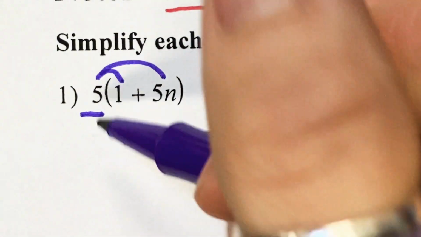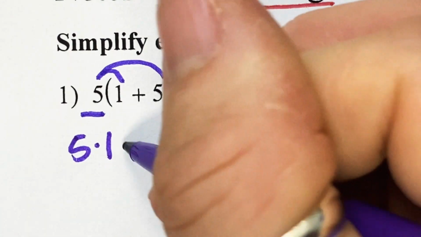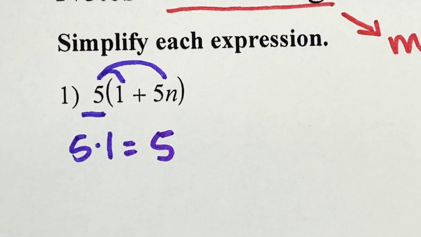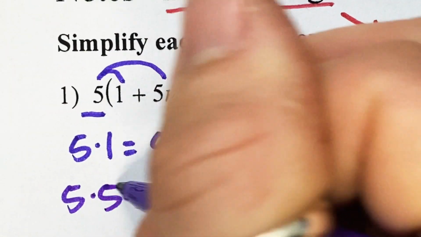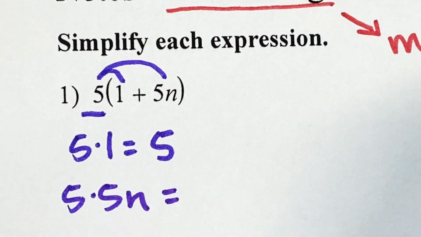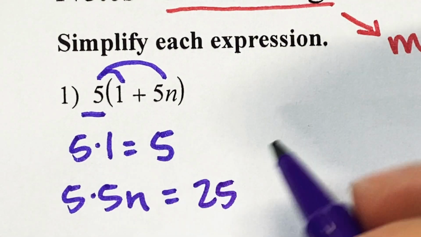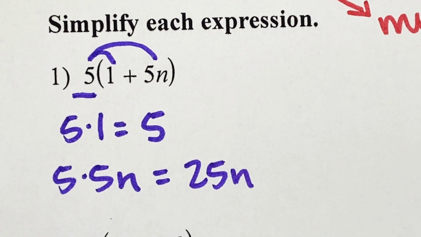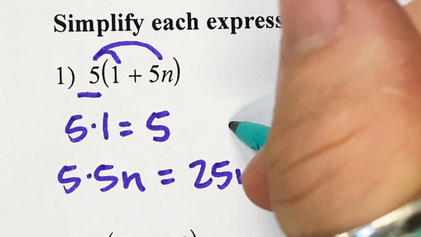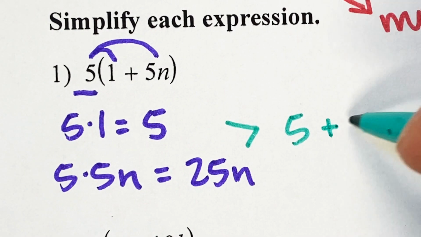Okay, so let's go. What is 5 times 1? This is just our first little piece right there. 5 times 1 is just going to give me 5. Well, what is 5 times 5n? 5 times 5 is going to give me 25. And then there was 1n being multiplied, so 25n. We found both pieces. Now all we need to do is just rewrite them together. So we had a 5, and then we had a positive, so plus 25n.